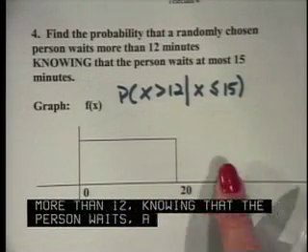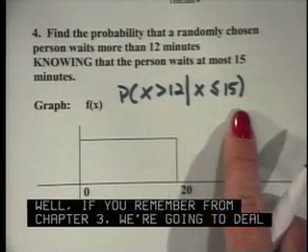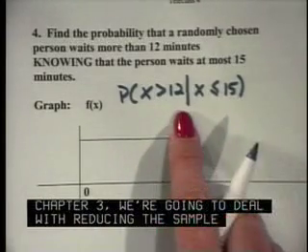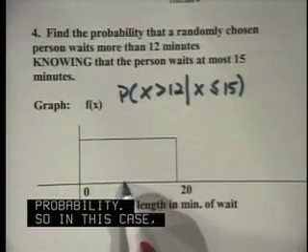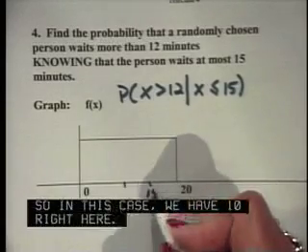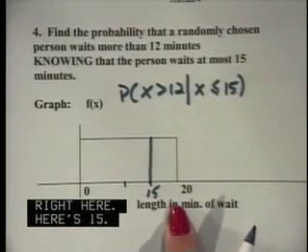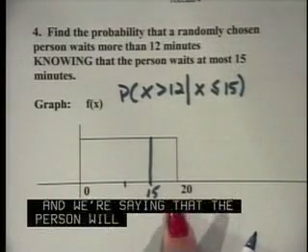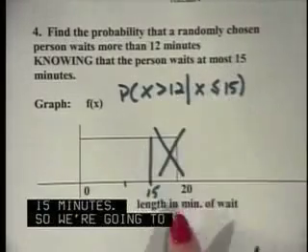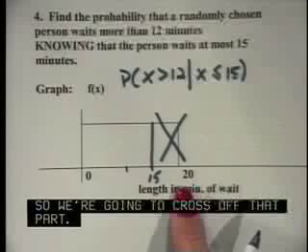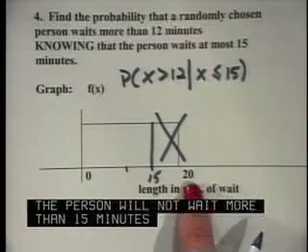So find the probability that a randomly chosen person waits more than 12, knowing that the person waits at most 15. Well, if you remember from chapter 3, we're going to deal with reducing the sample space first before we find the probability. So in this case, we have 10 right here, here's 15. And we're saying that the person will not wait more than 15 minutes. So we're going to cross off that part. It can't happen. At most, 15 minutes is the wait.